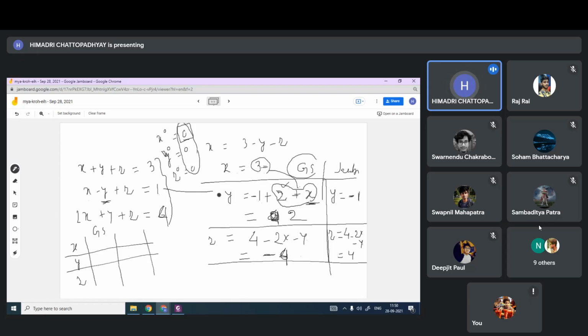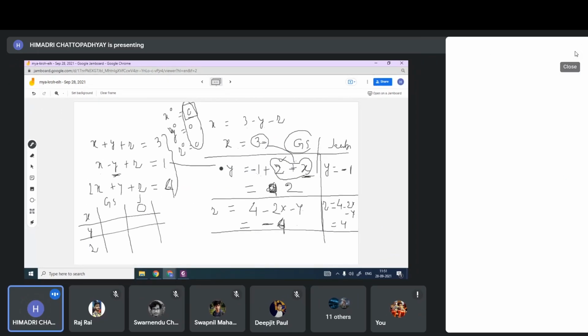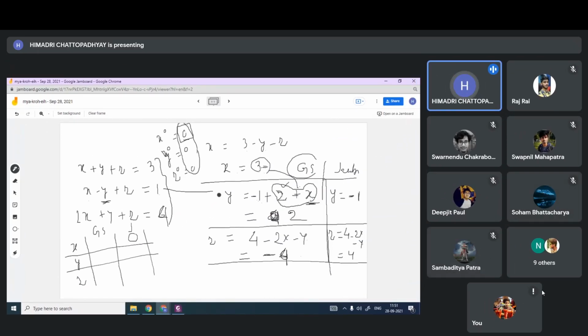So this is the Gauss-Seidel and this is the Jacobi. When you go to x, 3 minus y minus z. So Jacobi y is minus 1. So 3 minus 1 is 4 minus z, 4. So x becomes 0. Then y becomes minus 1 plus z plus x. So earlier iteration z was 4, x is 3. So 3 plus 3 is 6, 6 minus 1 is 5. So in Jacobi this becomes 5.